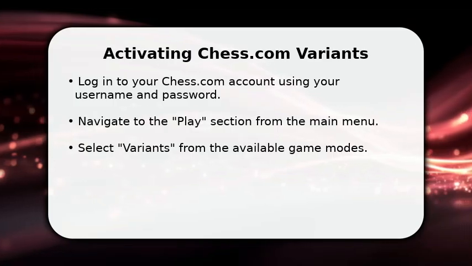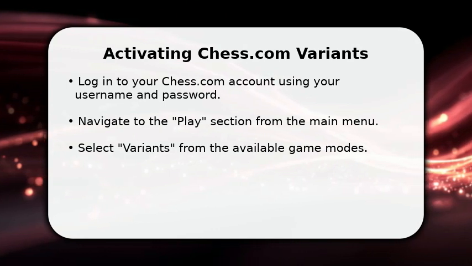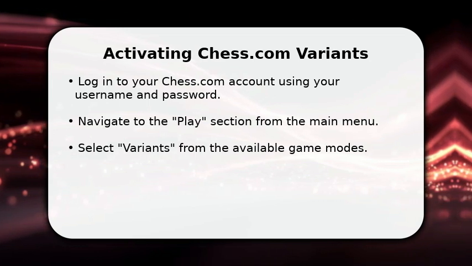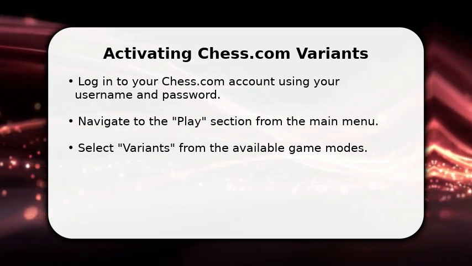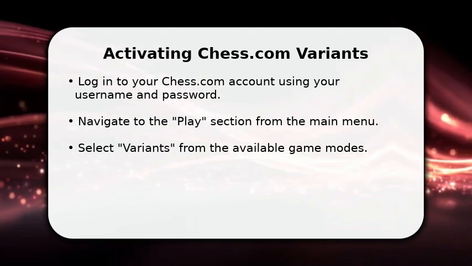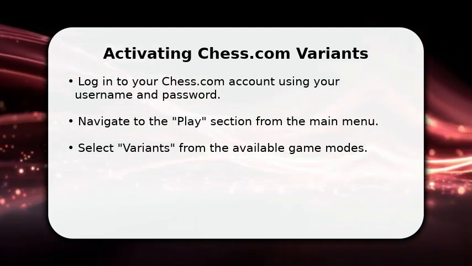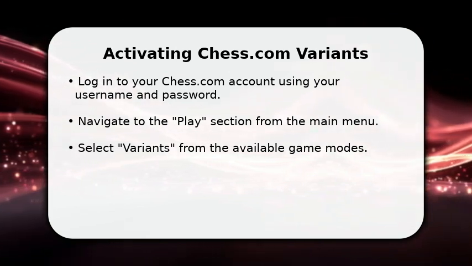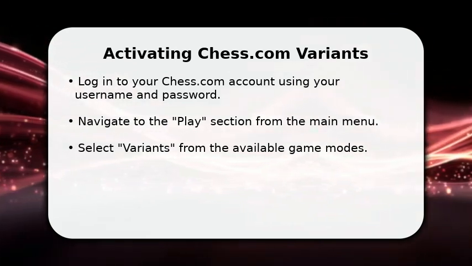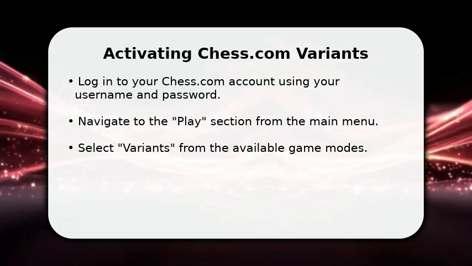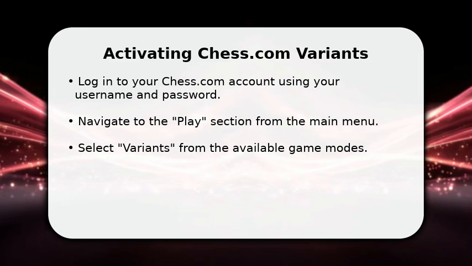In this video, I will explain how to activate your account to play variants on chess.com. First, ensure you are logged into your chess.com account using your unique username and secure password. Once logged in, locate the prominent play button on the main navigation bar. Clicking this will open a menu where you can easily find and select the variants option. This simple step is your gateway to a world of diverse and exciting chess experiences, ready for you to explore.